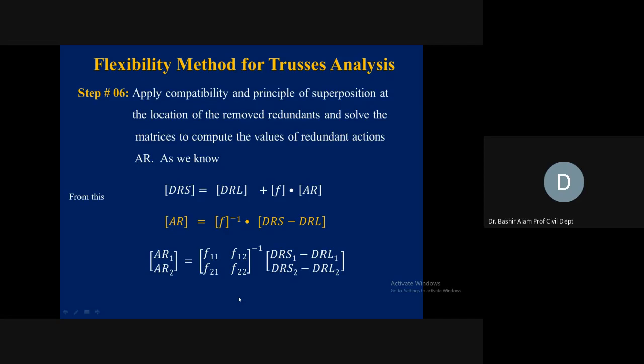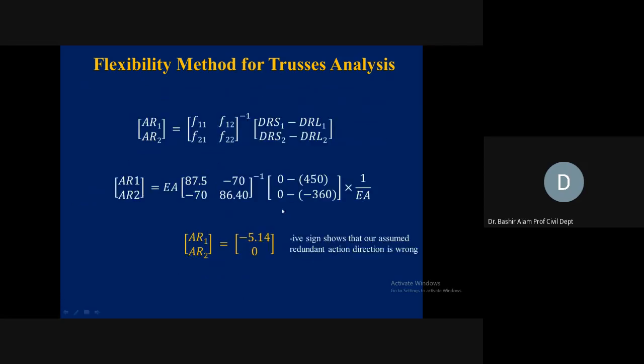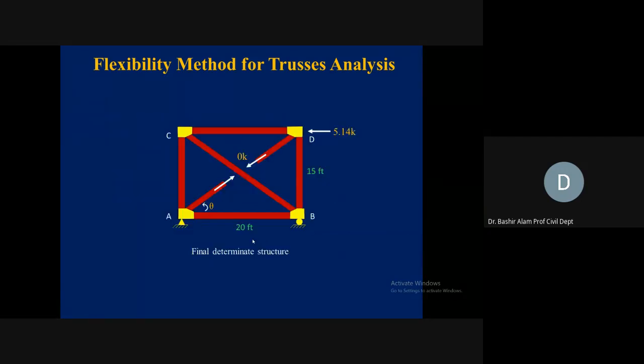So AR1 and AR2. So here now we find out AR1 and AR2, means the support reaction at D, it is not in the direction we selected, it is opposite to that one, and AR2 member force is coming equal to 0. Here now we write, initially we assumed rightward, so we are putting this now leftward, 5.14 kip. Member force, it is coming 0, so we put this equal to 0.